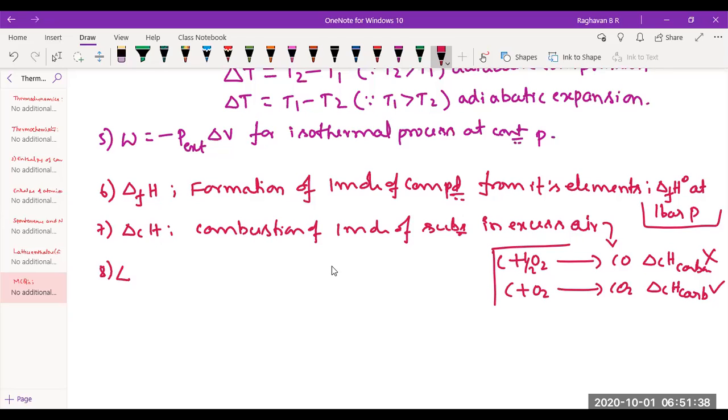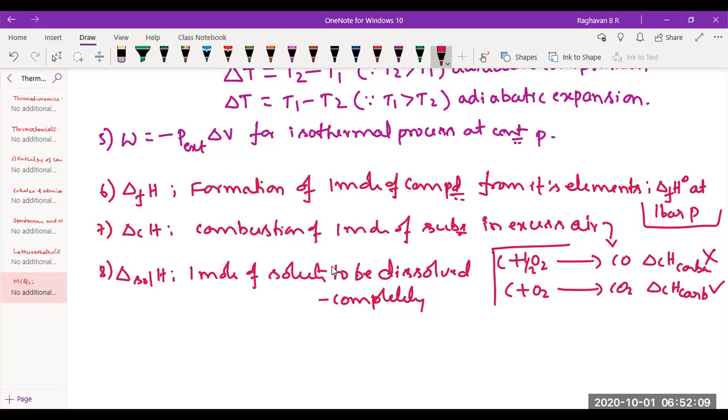Similarly, enthalpy of solution. It is for 1 mole of solute to be dissolved completely. That's all. So it should be complete. If it has to be complete, the solvent should be in excess and all those things, right? So anyhow, that is enthalpy of solution.